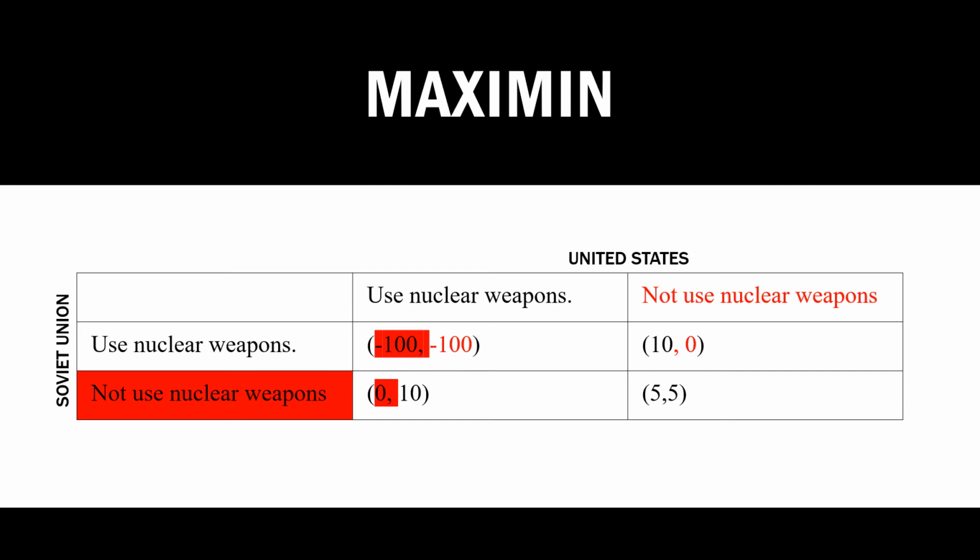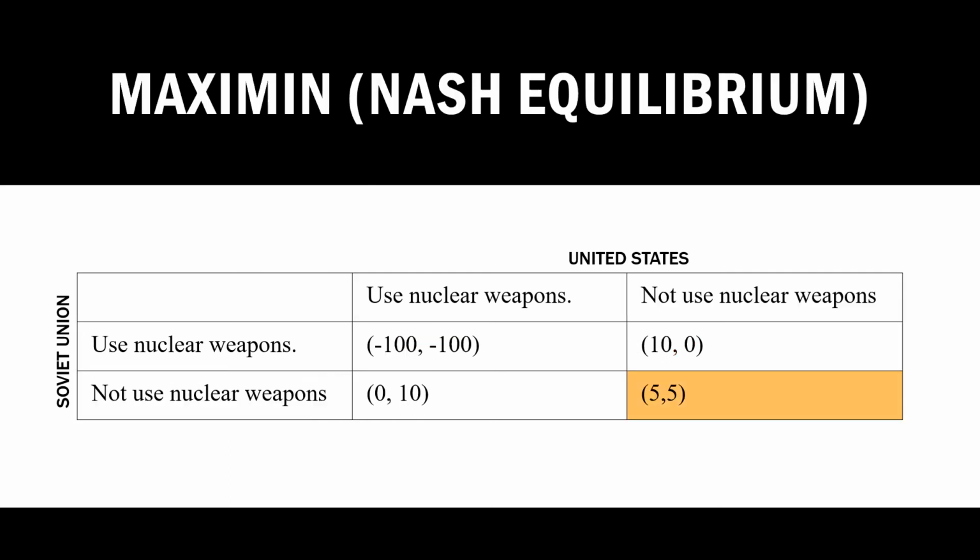If the US looks for their best strategy out of the worst ones, which would be -100 for using nuclear weapons and 0 for not using nuclear weapons, it will choose not using nuclear weapons because 0 is better than -100. Therefore, the Nash equilibrium for the maximin would be not using nuclear weapons because it would be the strategy that maximises the minimum payoff for both players.